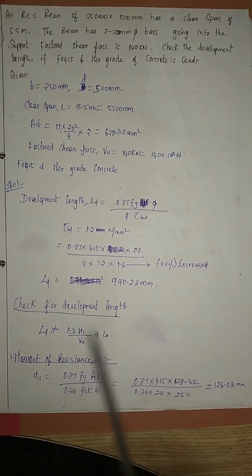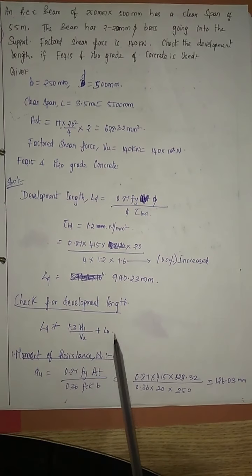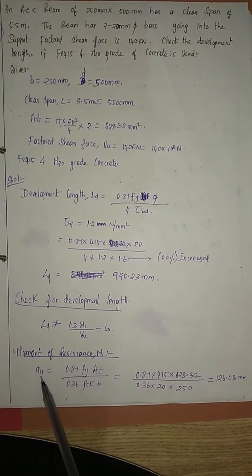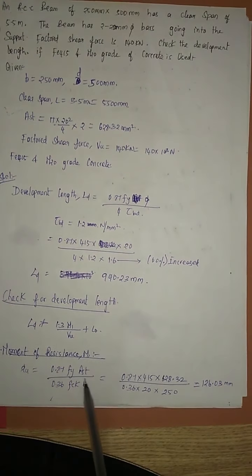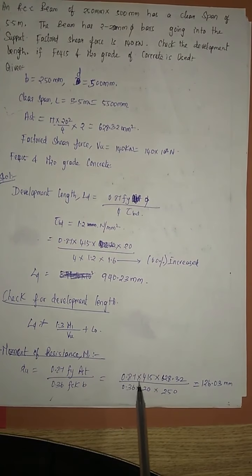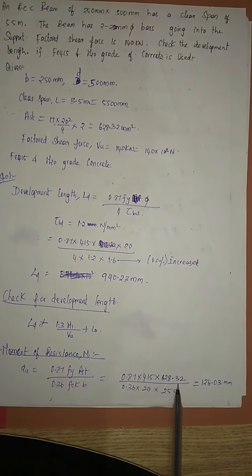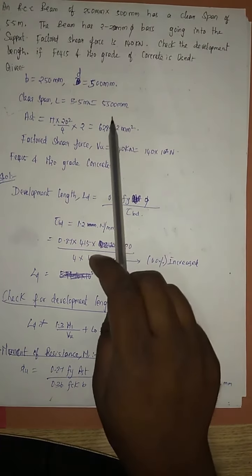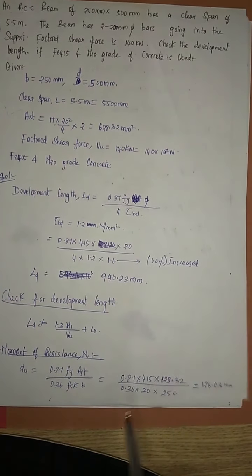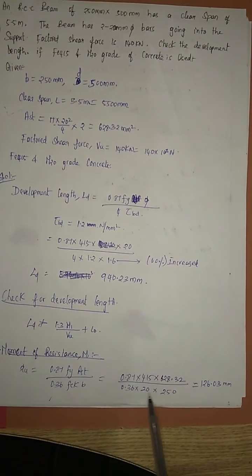So next, check for development length: 1.3 M1 by V plus L0. So for the moment of resistance, first you want to find Xu: 0.87 fy Ast divided by 0.36 fck b. So substitute the formula: 0.87 into 415 into 628.32 (Ast) divided by 0.36 into fck is 20 into b is 250, and you will get the Xu value.